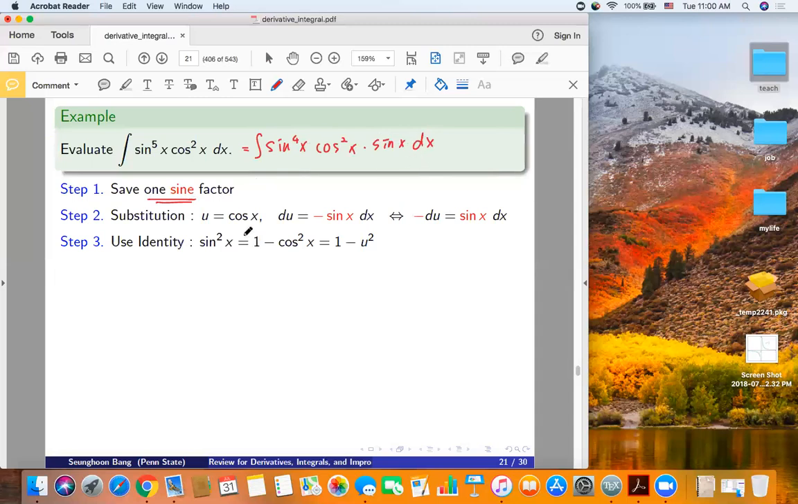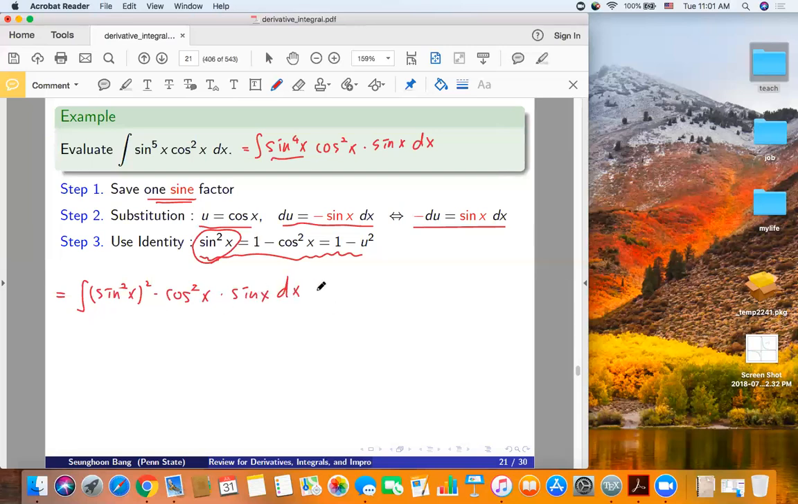So you can use substitution. u equals cosine x, du is negative sine x dx, so minus du equals sine x dx. One more thing: you can change the sine function to the cosine function. Sine square of x is 1 minus cosine square of x, 1 minus u square. You can change sine to the 4 to sine square of x squared. So this is the same as the integral of sine square of x squared times cosine square of x times sine x dx.